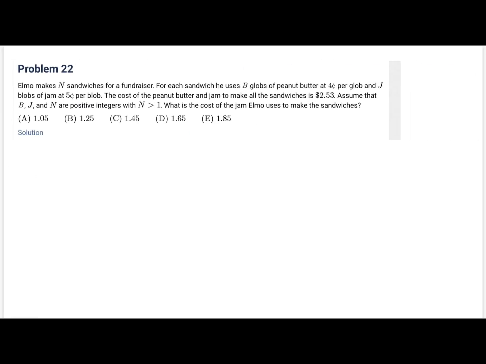Problem number 22. Elmo makes N sandwiches for a fundraiser. For each sandwich, he used B globs of peanut butter at 4 cents per glob and J blobs of jam at 5 cents per blob. I really like the units of the peanut butter and jam here. The cost of the peanut butter and jam to make all the sandwiches is $2.53. Assume that b, j, and n are positive integers with n greater than 1. What is the cost of the jam Elmo uses to make the sandwiches?